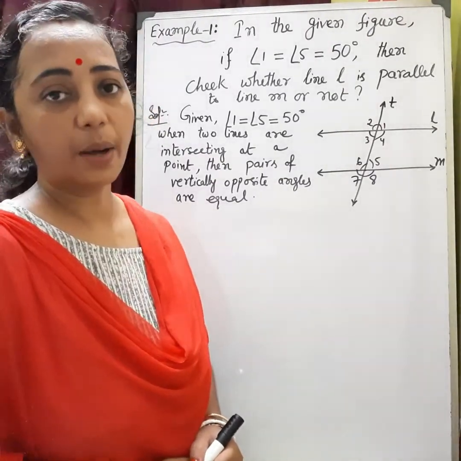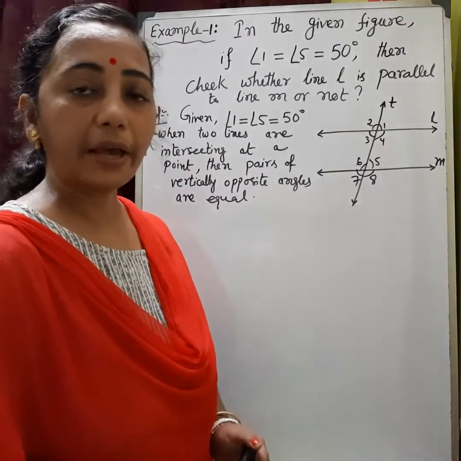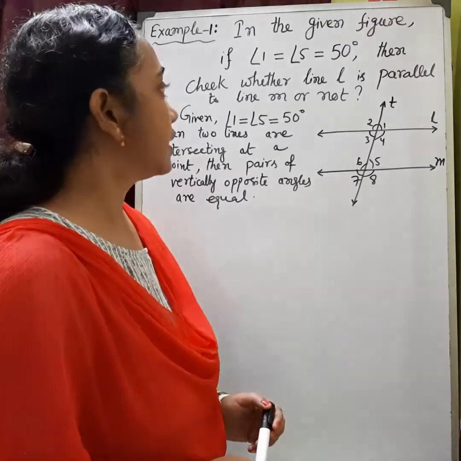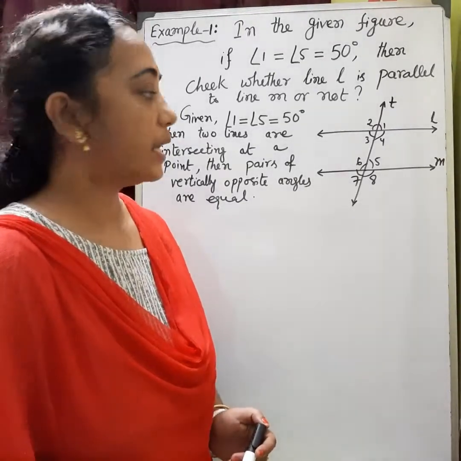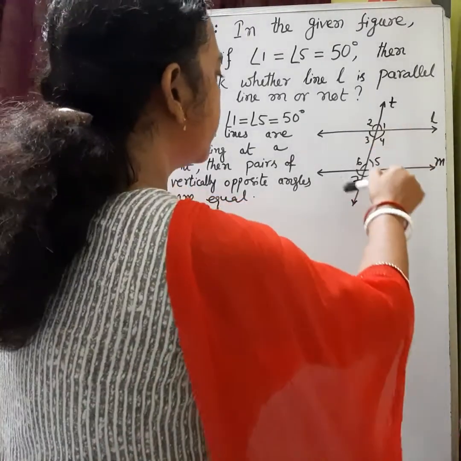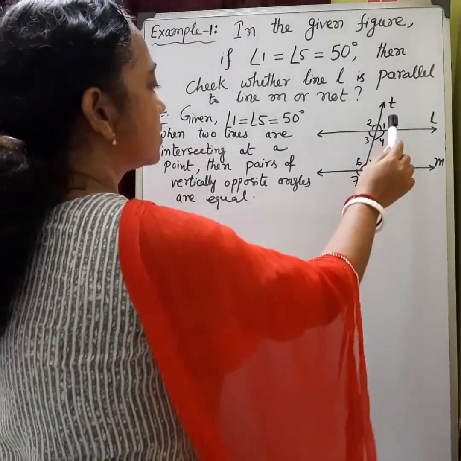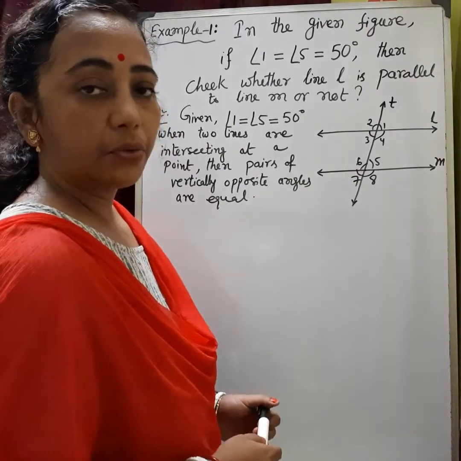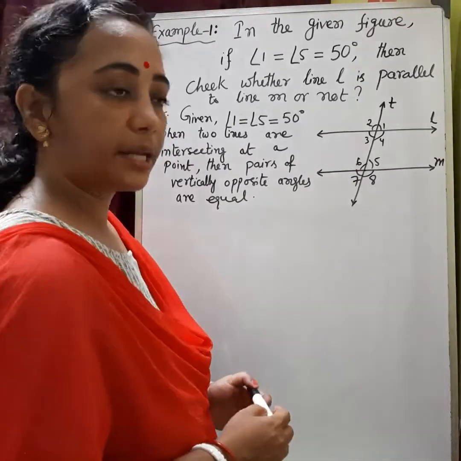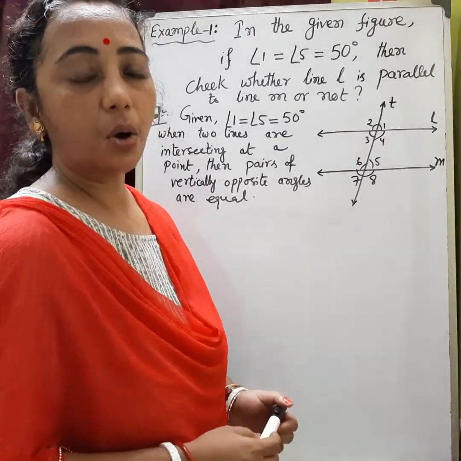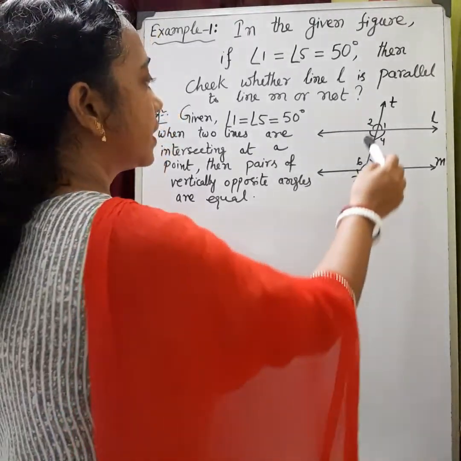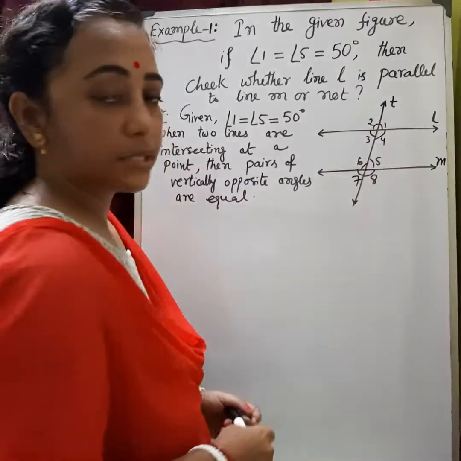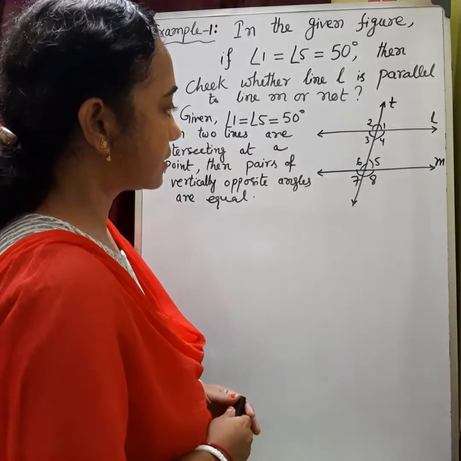Let us do one example, that in the given figure, if angle 1 is equal to angle 5 is equal to 50 degree, then check whether line L is parallel to line M or not. Look at this figure. In this figure, angle 1 is equal to angle 5 is equal to 50 degree. It is given. Also we know that when 2 lines are intersecting at a point, then pairs of vertically opposite angles are equal. So if we consider the line T, which is intersecting the line L, so at their point of intersections we get pairs of vertically opposite angles are equal.